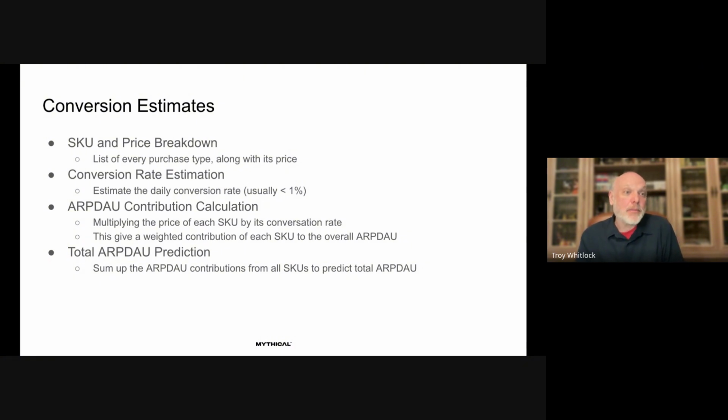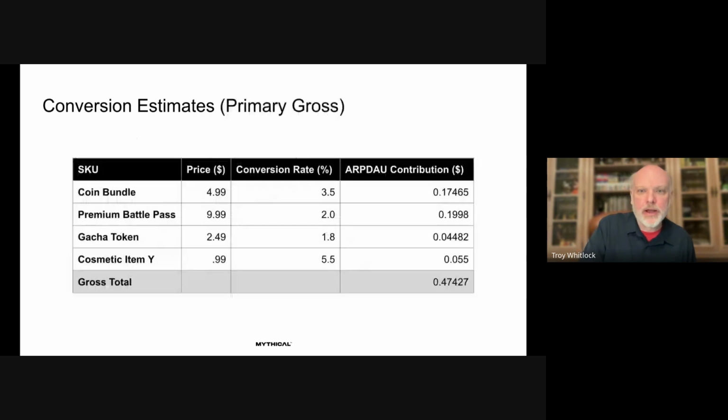But as time goes on and you accumulate that data for your specific game, conversion estimates is going to become a more and more accurate way of estimating your ARPDAU. So for your ARPDAU contribution, you multiply each one of those SKUs by its conversion rate, and it gives you a weighted contribution for each SKU to the overall ARPDAU. And then you just sum up all of those contributions to get your total ARPDAU. And again, I have a visual here to step you through that. So again, simple example.